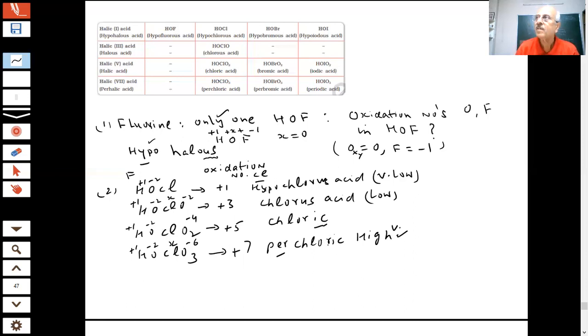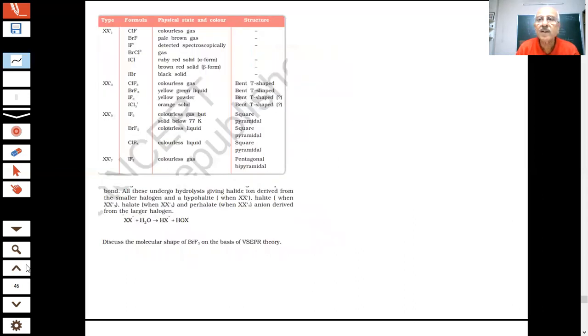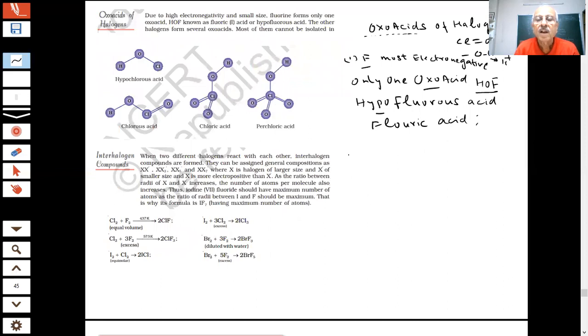Okay. One more question in this. We learned the table, but something more is coming. Another question which is asked is about the structures. This question was given 2 years back. How to draw the structures of these oxo acids is always important. Structures of oxo acids of halogens. Here again students are confused.